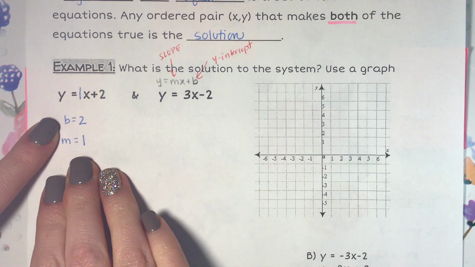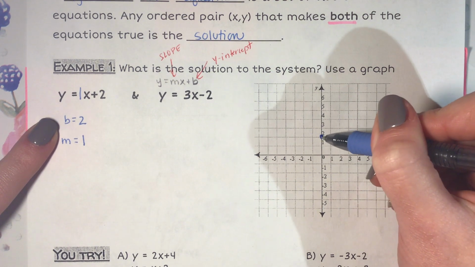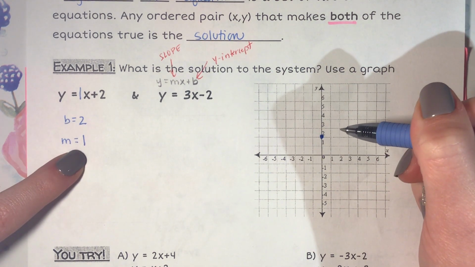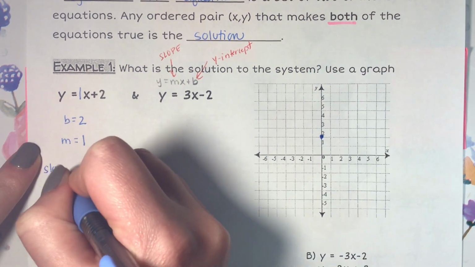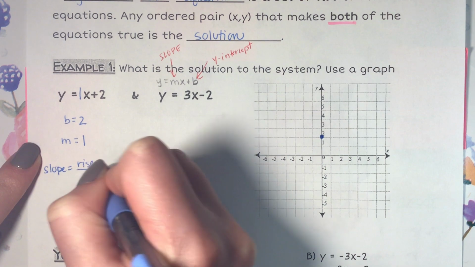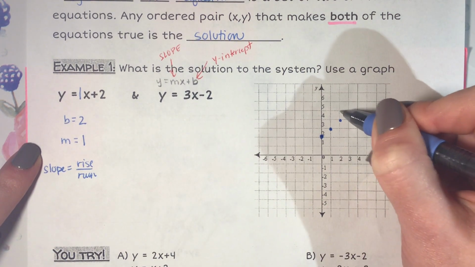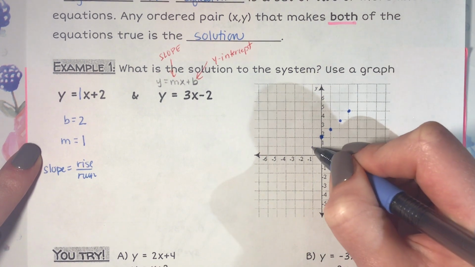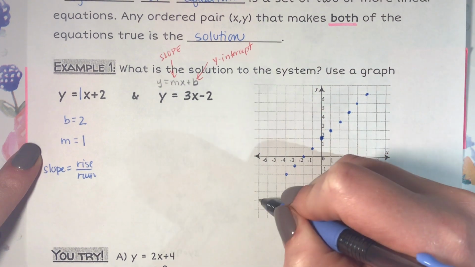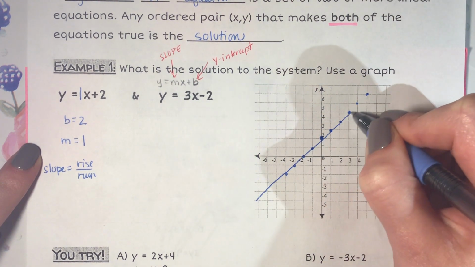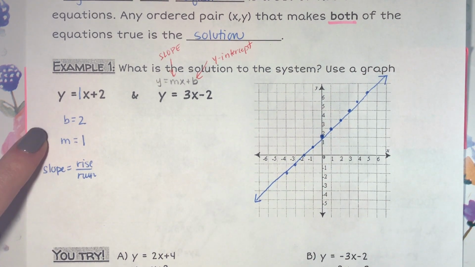If b is 2, I'm going to go on my y-axis up to 2 and mark that. So 1, 2, put a mark. Then I use my slope from there. So remember, slope is equal to rise over run. So I'm going to go up 1 over 1, up 1 over 1, up 1 over 1. And I'm going to keep doing that in both directions so that I can see where my line is going to be. And there's my first line.